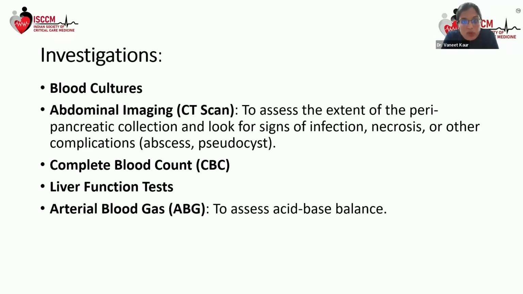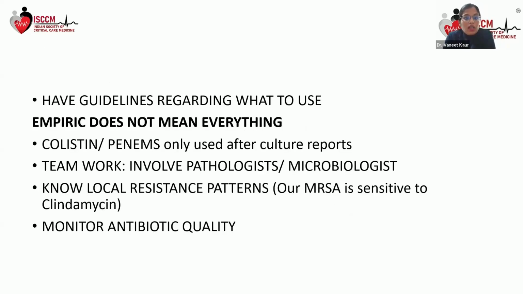Investigation: blood cultures were sent before starting empirical antibiotics. CT was done to assess the extent of peripancreatic collection and to see any abscess, CBC count, LFTs, and ABGs. Those are the basic things that have been done. So it is important to have guidelines regarding what to use. Empiric does not mean everything. We use at our centers colistin or penems only after culture reports. They are not started immediately on receiving the patient.